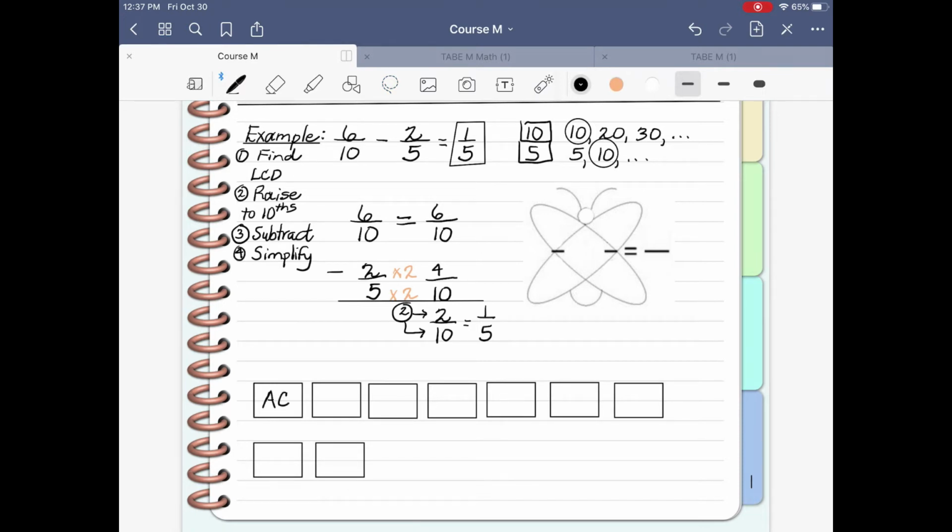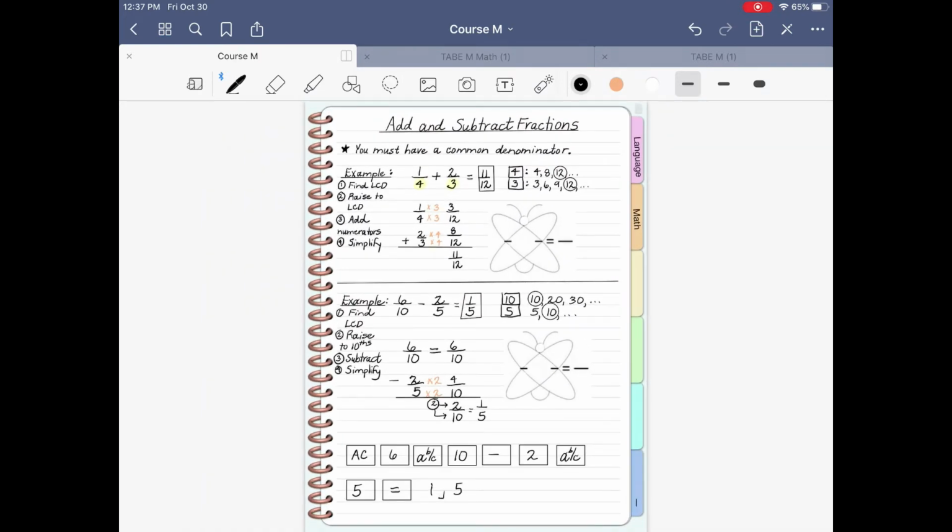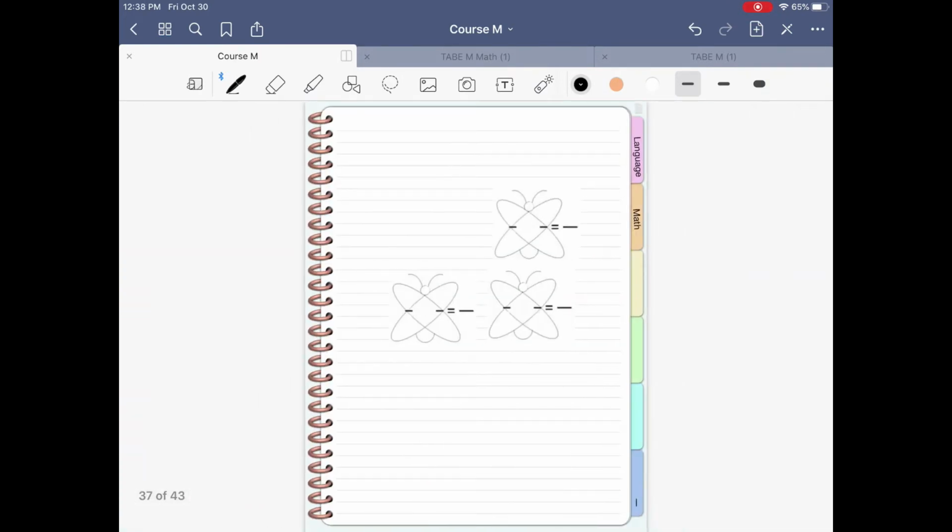So all clear. 6 fraction 10, subtract 2 fraction 5, equals, and let me type this into my calculator just to be sure I'm not telling you something that is in error. That can happen. 1/5. And we will come back to the butterfly. Okay, 2 more examples. And let me get a butterfly there.